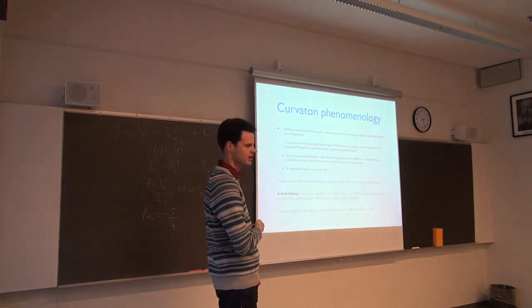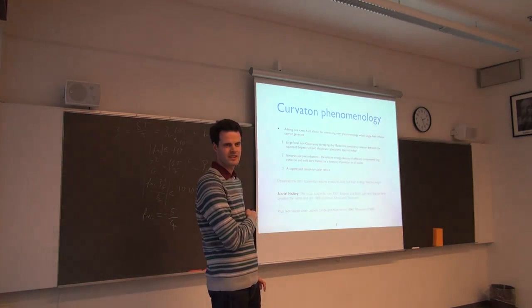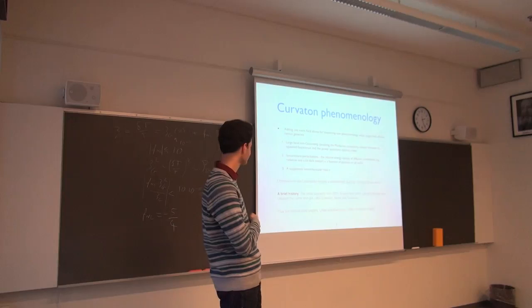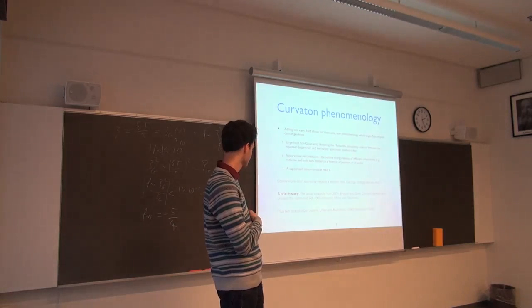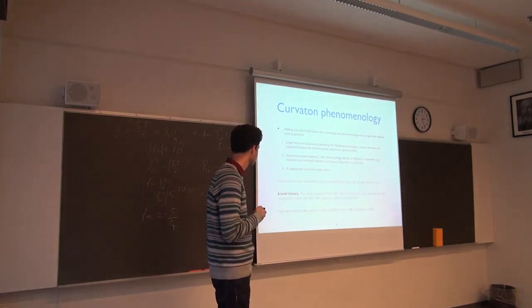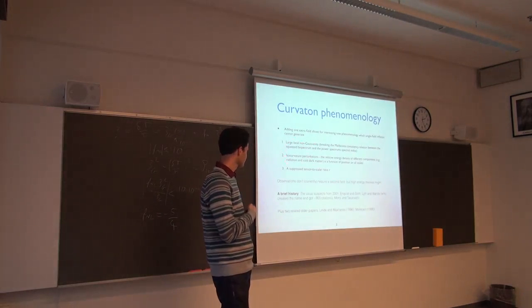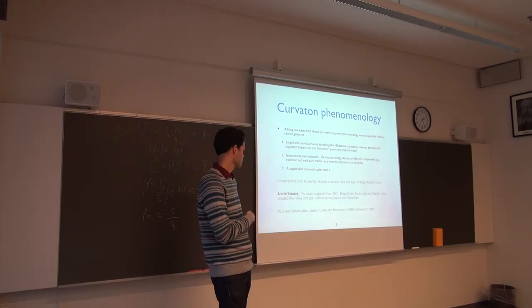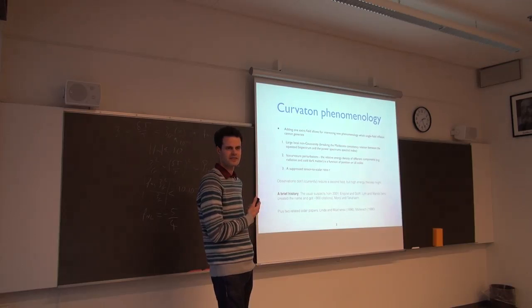Then it generically suppresses the tensor to scalar ratio, which is why after BICEP this seemed interesting, because BICEP was saying no, we have a large detection. I'll come back to this. Now, none of these 3 things have been observed. So observations don't require a Curvaton.